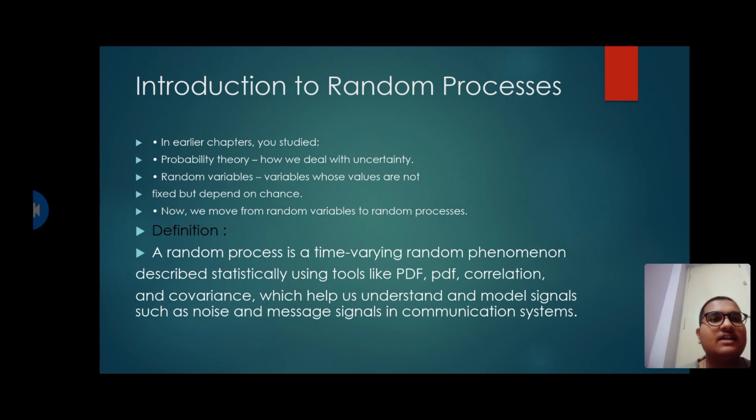A random process is a time varying random phenomenon described statistically using tools like probability distribution function and density function, correlation and covariance, which help us understand and model signals such as noise and message signals in communication. Generally, a random process is used to describe statistical properties like density and distribution, correlation and covariance functions, which help us to understand models of signals such as background noise and message signals in communication systems, etc.